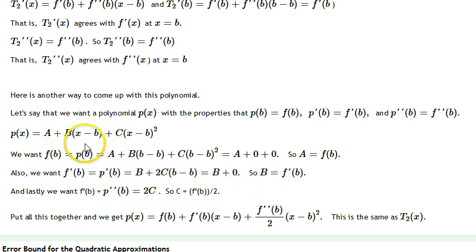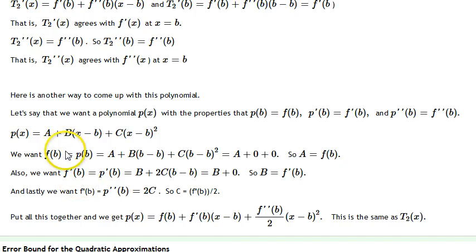Likewise, if I take the derivative of this thing, I want the derivative of p at b to equal the derivative of f at b. So the derivative of this thing, the constant goes away. This is just going to be capital B plus 2c times (x minus b). So when I plug b in, it's b minus b, which is 0, and this capital B has to be f prime of b.